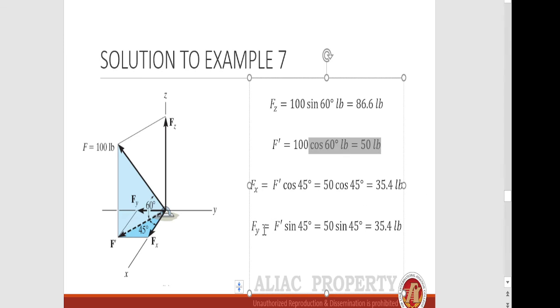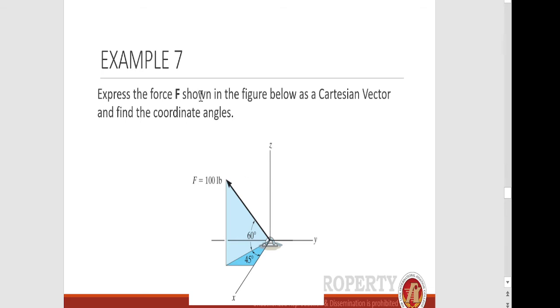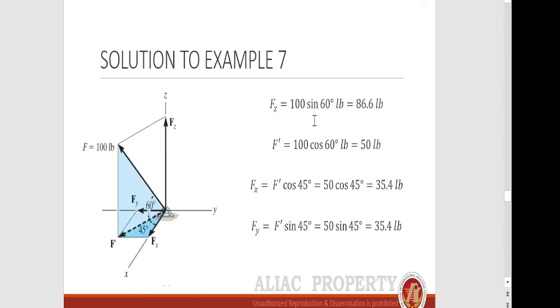And then the value for Fy will be F dash sin 45. So F dash is 50 sin 45. That will be equal to 35.4 pounds again. So that is the Cartesian vector.